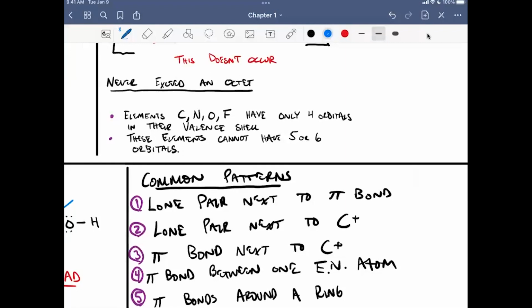If you have a pi bond to an electronegative atom, where EN stands for electronegative, let's say you have a pi bond between a carbon and an oxygen, like so. You can do resonance by putting that pi bond up onto the more electronegative atom, that oxygen, and you can have a resonance structure that looks something like this.